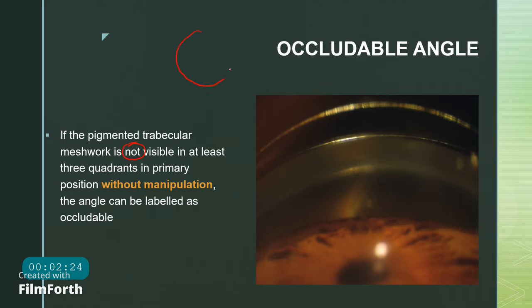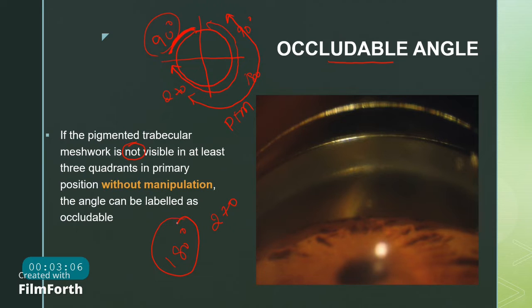So if you see this to be the angle, we can divide it into 4 quadrants. Each quadrant is about 90 degrees, right? So if you do not see the posterior trabecular meshwork in at least 3 quadrants, that means 90, 180 and 270, a total of 270 degrees, and you are able to see the posterior trabecular meshwork only in 1 quadrant, then such an angle is at risk of closure, and at risk of progressing to angle closure glaucoma. Such high risk angles are called the occludable angles.